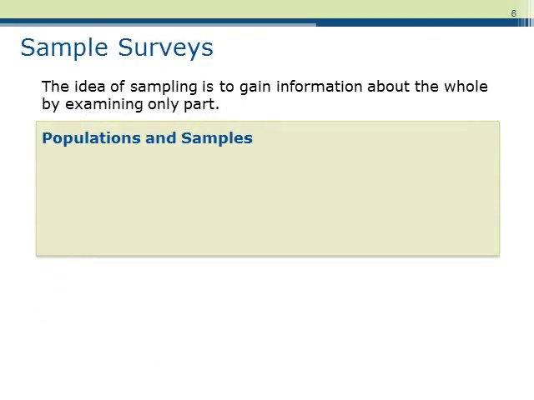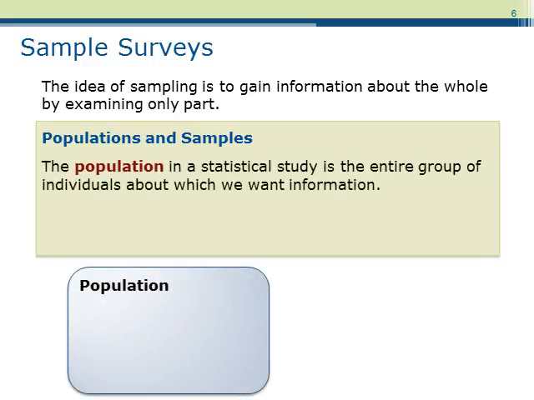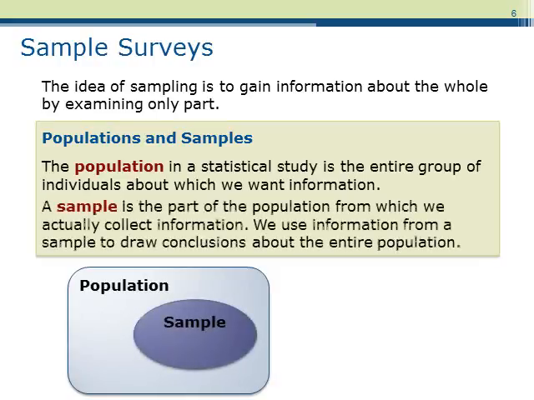So let's look at one of the most fundamental concepts of statistics, that of sampling. The idea of sampling is to gain information about the whole by examining only part. Here there are 2 relevant definitions: populations and samples. The population is the entire group of individuals about which we want information. So some examples could include adult Americans, the voting population, and college students.